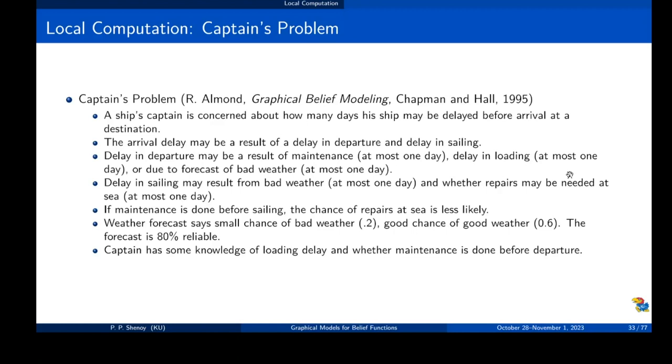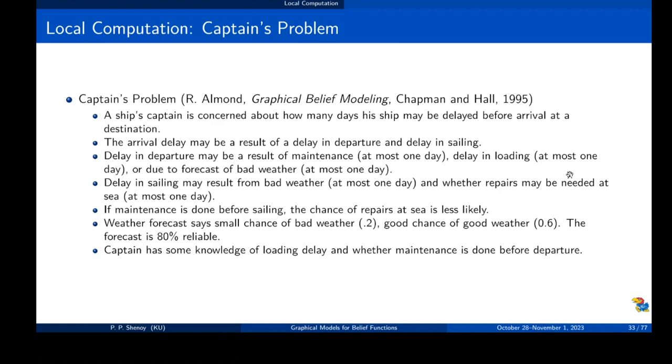The arrival delay is decomposed into delay in departure and delay in sailing. The ship leaves late from the starting point, or is delayed en route because of bad weather or bad conditions at sea. And the maintenance can be done or not. If maintenance is done, then maintenance will delay departure, and repair at sea will delay sailing. And then he has a weather forecast.